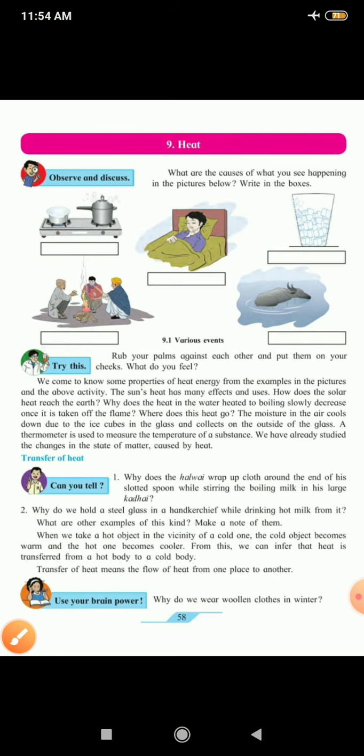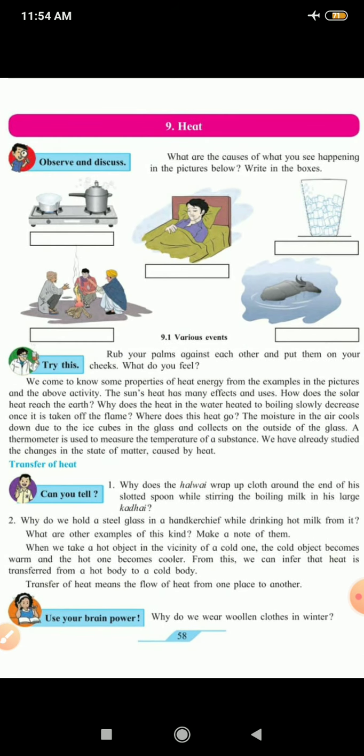Now, try this. Rub your palms against each other and put them on your cheeks. What do you feel? All of you can rub your palms against each other and put them on your cheeks. And what do you feel now? Yes. So, your cheeks have become warm because your hands were rubbed against each other, and due to friction, heat is developed, isn't it? Now, we come to know some properties of heat energy from the examples in the pictures and the above activity.